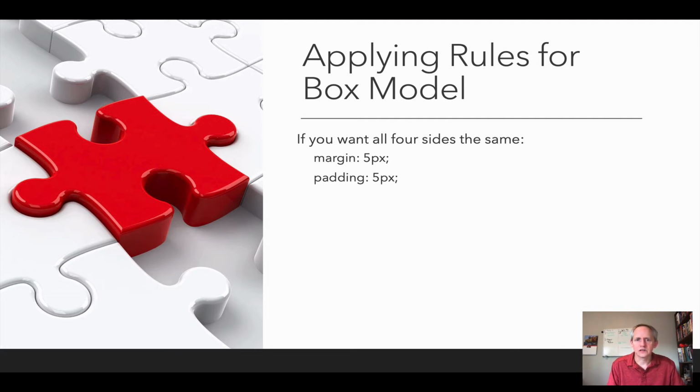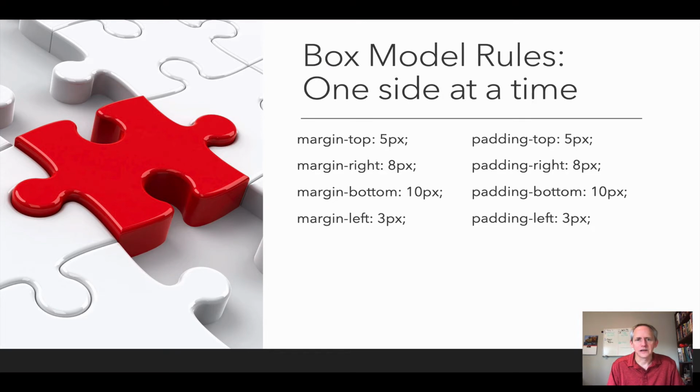You say margin is the rule, or the property, and 5 pixels is the value, or 10 pixels. px means pixels, and you can do that for padding as well. We'll get to border a little bit later. The contents can be adjusted with just the width and the height property. We've done that before, so I didn't include that here.